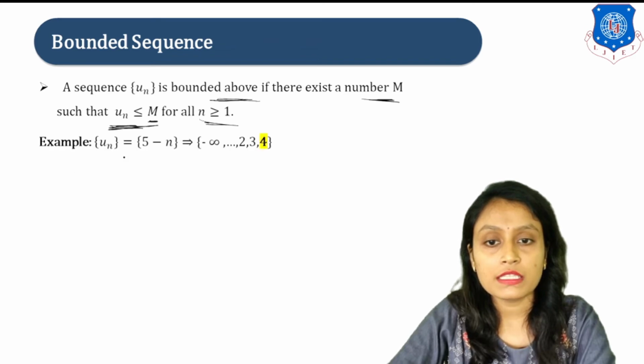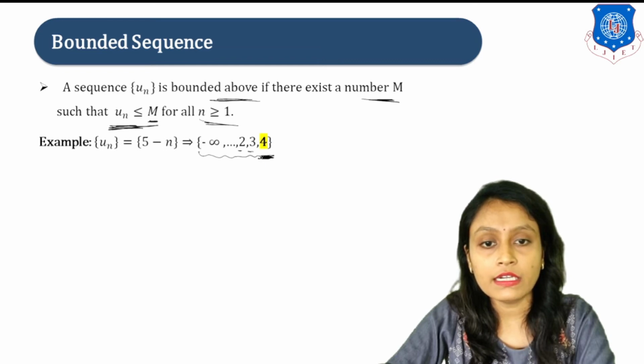Okay, so let's see one example. Here u_n is given, that is the sequence 5 minus n. Okay, so if you substitute n equal to 1, you will get 4. Then n equal to 2, you will get 3. n equal to 3, you get 2, and so on, up to minus infinity. Okay, so now all the terms of this sequence are less than or equal to 4, right? So it is bounded above.